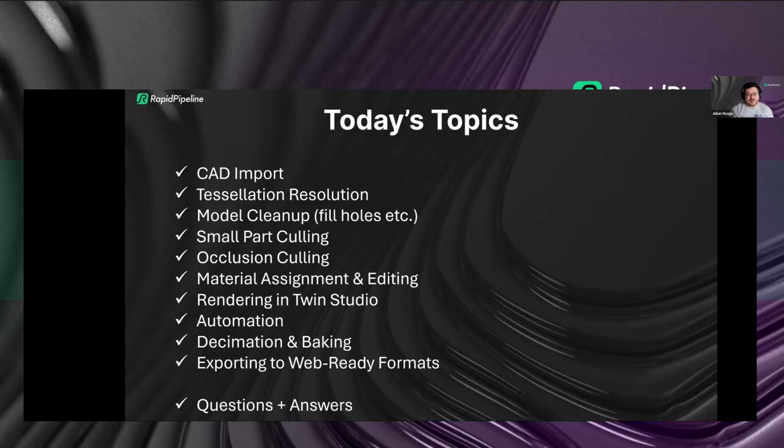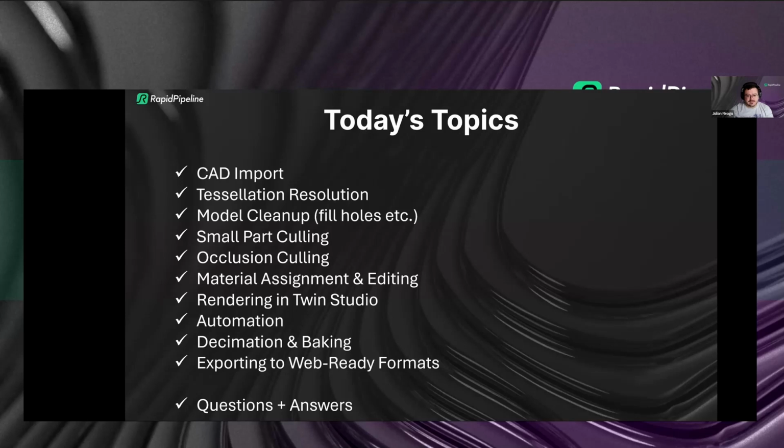So small feature culling: if you have little small screws in your file, or just small parts you don't want to have, you can cull them out by specifying the exact size of them or a percentage relative to the whole asset. Occlusion culling is basically a raycasting based approach. And then we have, of course, material assignment. I'll talk through that a bit in detail later.